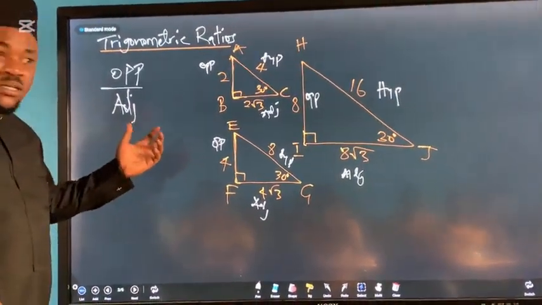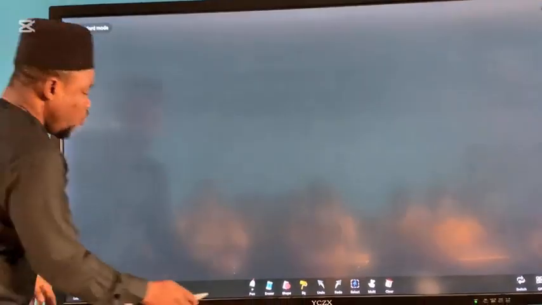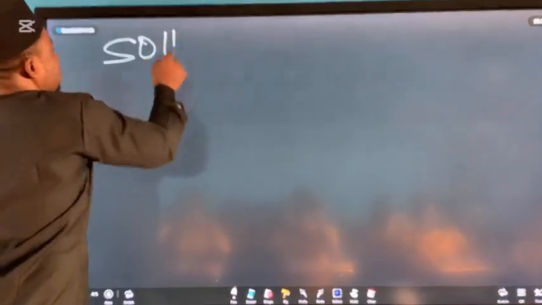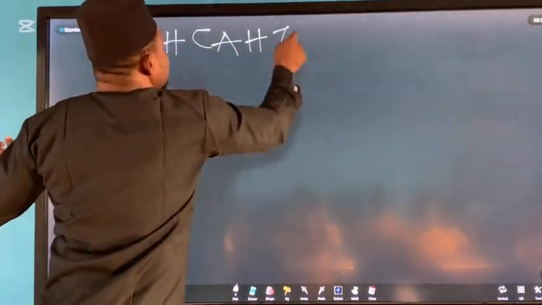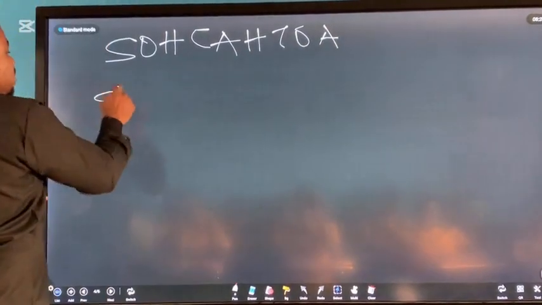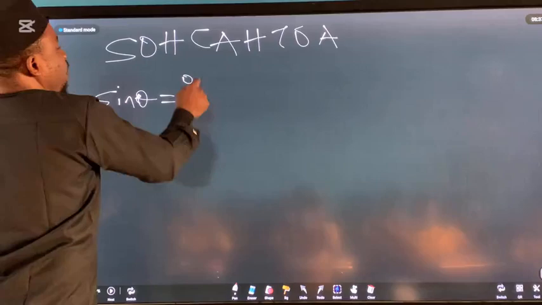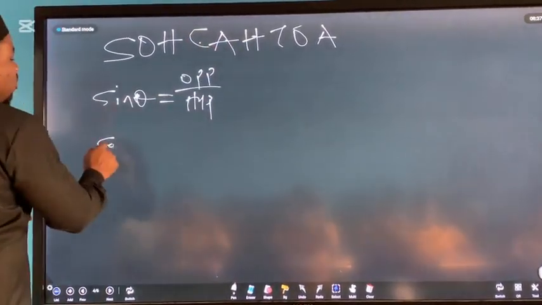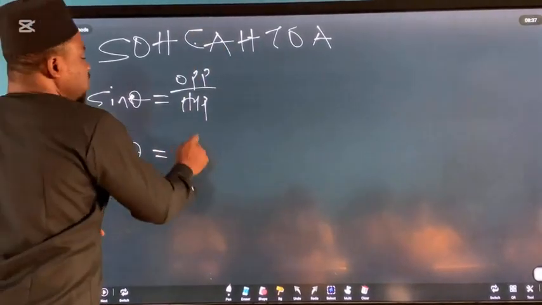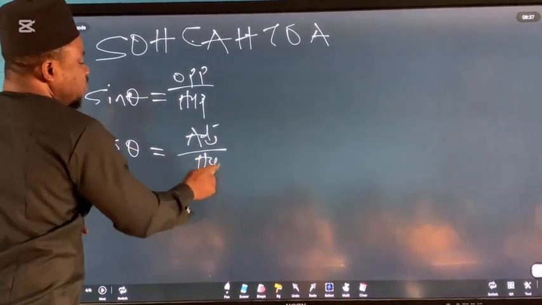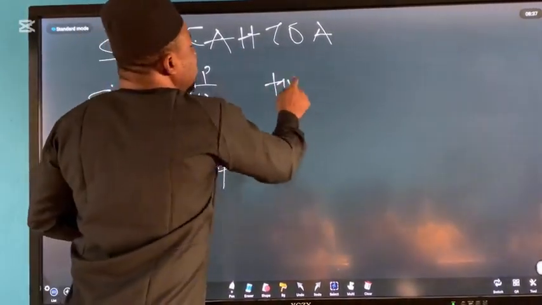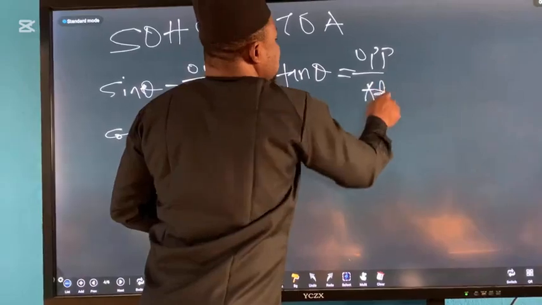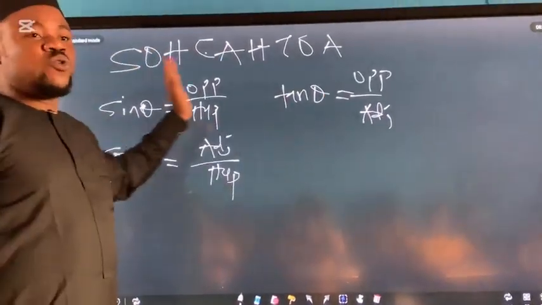That is how we came to have, for the trig ratios, that SOHCAHTOA stuff I talked about earlier on. Sine of the angle is opposite over hypotenuse. Cos of the angle is the ratio of adjacent over hypotenuse. And tan of the angle is the ratio of opposite over adjacent. We have laid a foundation for right angle triangles.